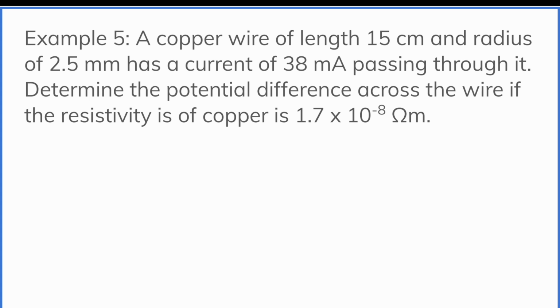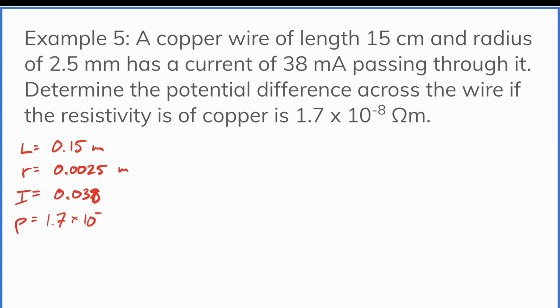So the first one we got is length. And length is 15 centimeters, so I'm going to convert that into meters. And then we have radius, which is 2.5 millimeters, so I'm going to convert that into meters as well. We have current, which is 38 milliamps, which I will also convert into amps. And then we have resistivity, which is 1.7 times 10 to the negative 8. And we are looking for the potential difference here.